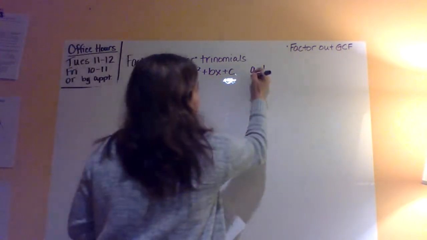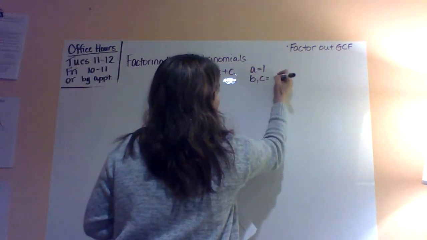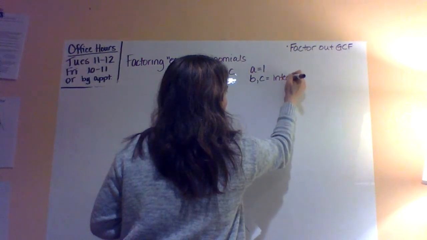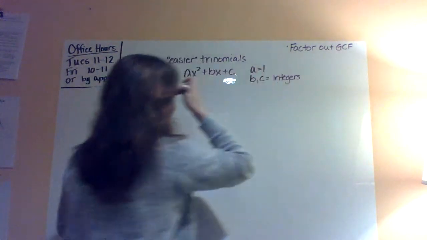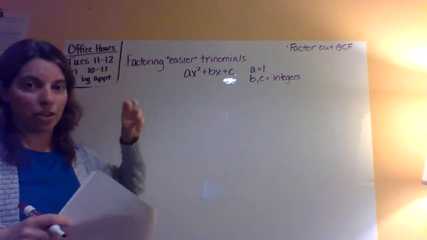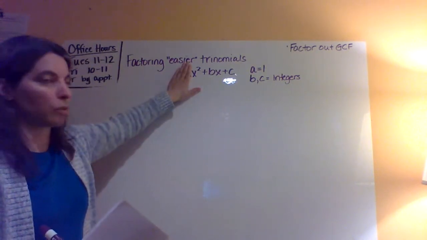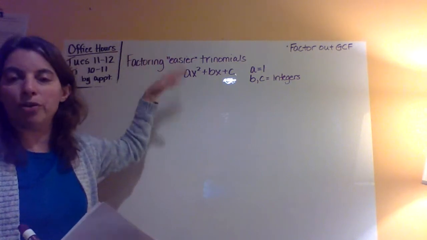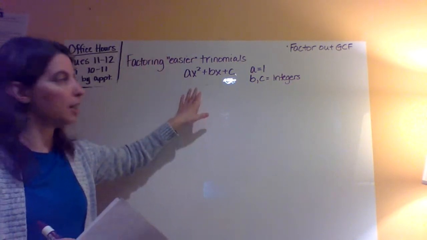A, b, and c are numbers. In this case, they'll be integers for us. A is going to be 1. That's what makes it an easier trinomial, is that we have 1x squared here, not 5 or 12 or whatever. We'll get to those later, okay?